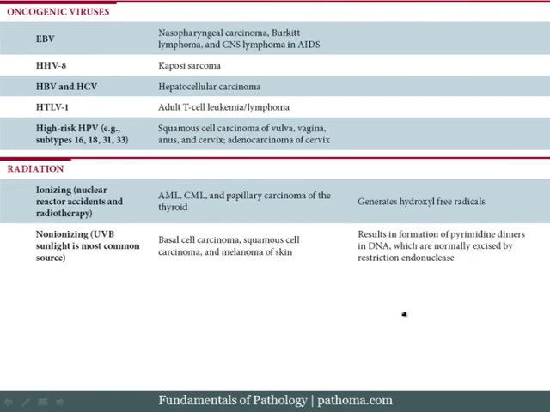Now, the second category of carcinogenic agents are oncogenic viruses, and each of these is super high yield because they're related to microbiology and because they can tie into the molecular biology of cancer as well. So let's walk through them one by one. First of all, EBV. EBV is associated with nasopharyngeal carcinoma. That's the first association, and the classic patient who develops EBV nasopharyngeal carcinoma is, number one, a Chinese male.